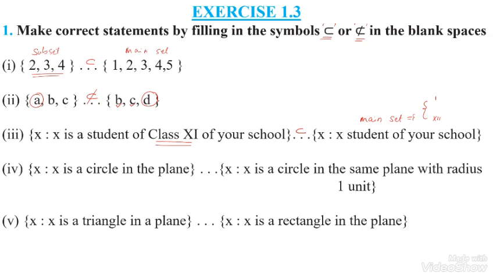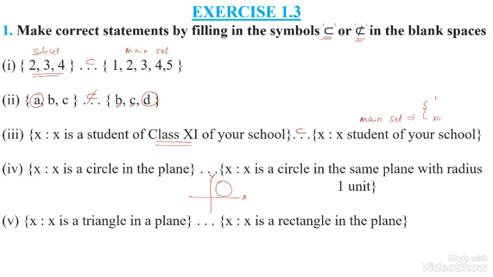Next, question number 4. x is a circle in a plane. Let us consider one plane, that is the XY plane. Here it is the XY plane. x is a circle in a plane. I can take any one circle in a plane. In general, I am taking one circle in a plane. That circle is present in the XY plane only.